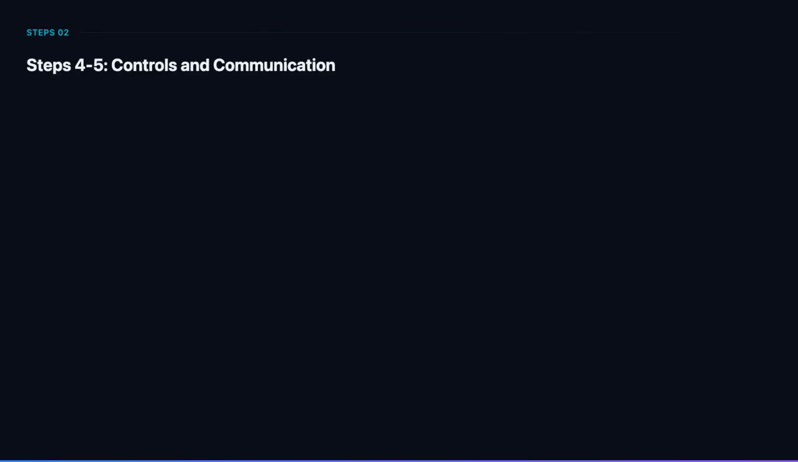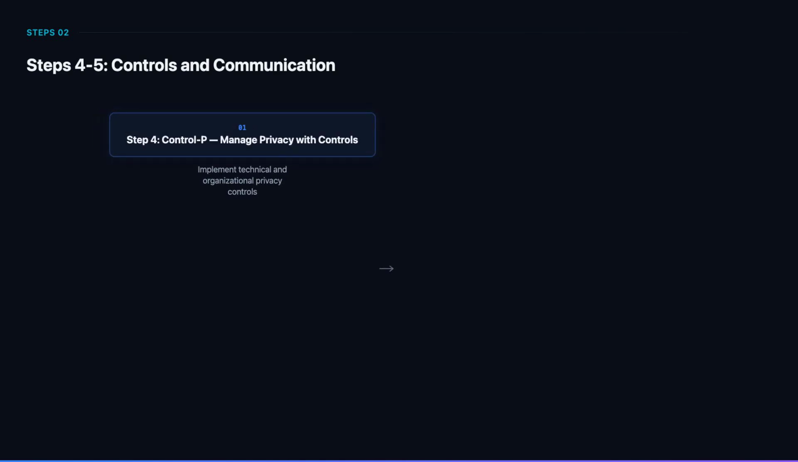Steps 4 and 5 implement the operational heart of the framework. Controls that manage privacy and communication that builds trust. Step 4 implements Control-P. Design and deploy controls for data minimization, purpose limitation, consent management, access restrictions, and data retention. Controls should be proportionate to the privacy risk. High-risk processing like automated decision-making or biometric data requires stronger controls than basic contact information processing.